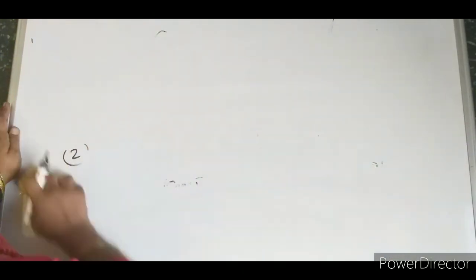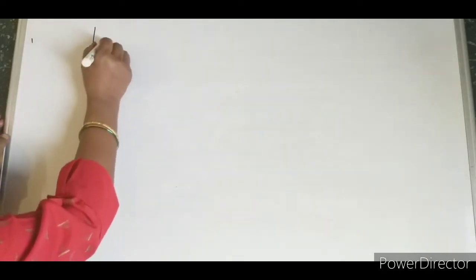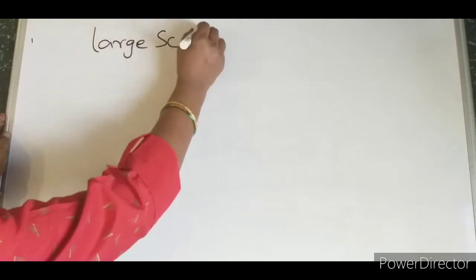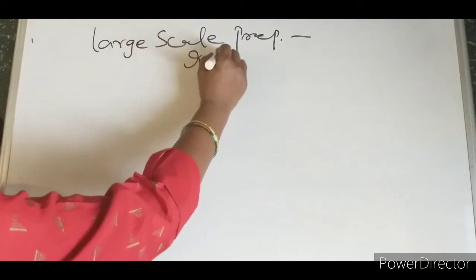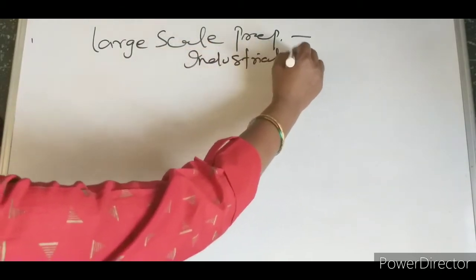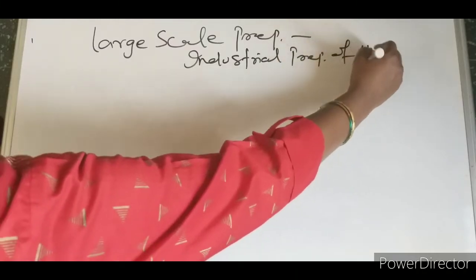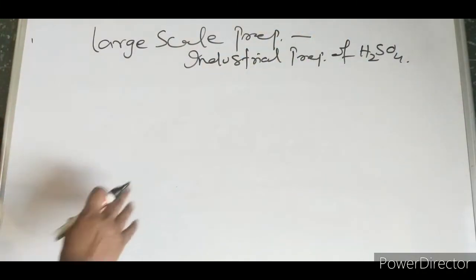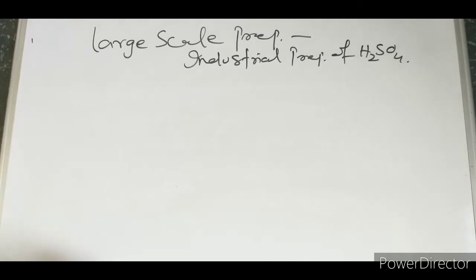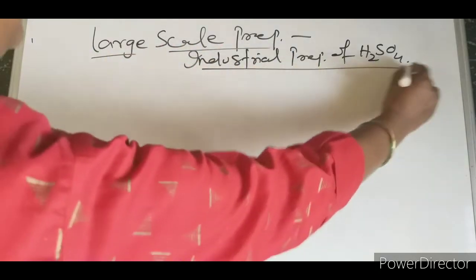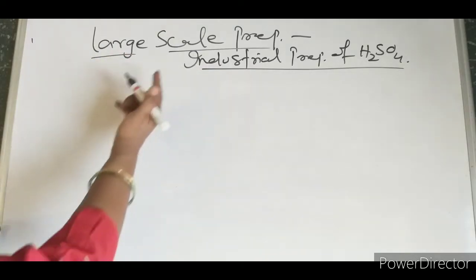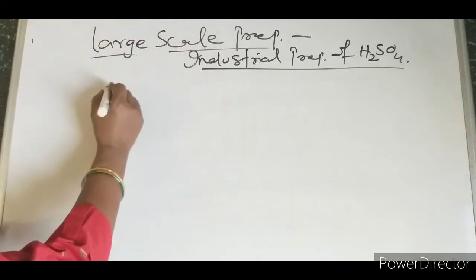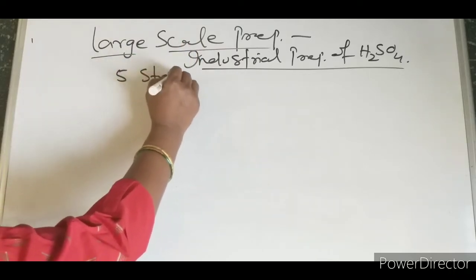Now we will see the large scale preparation of sulfuric acid. Large scale preparation is otherwise known as industrial preparation of H2SO4. What are the different stages or steps for it? Let us consider, and after that we will discuss everything. This large scale preparation can be done in 5 steps or 5 stages.